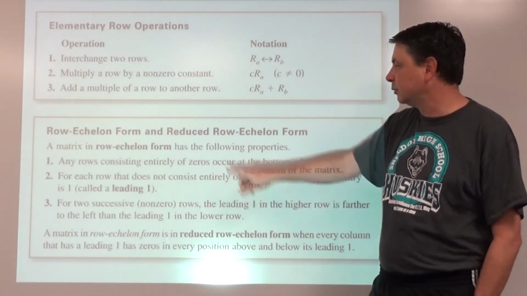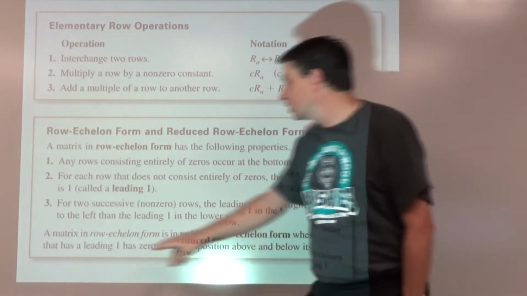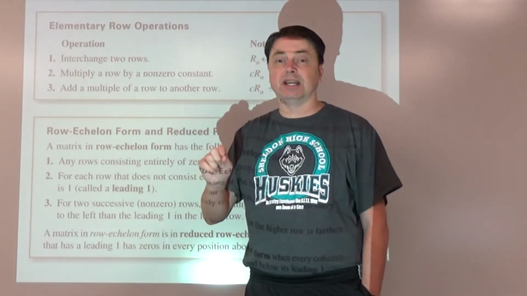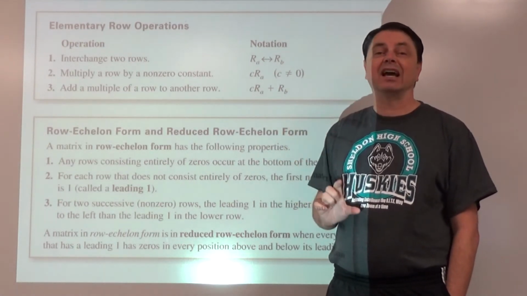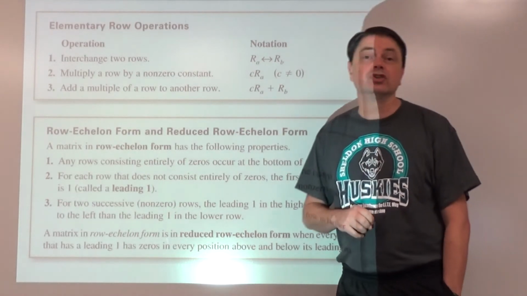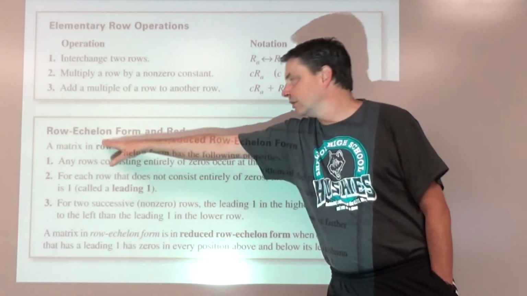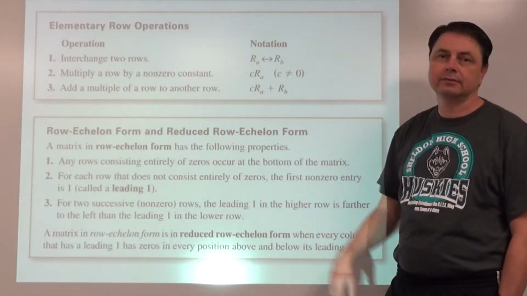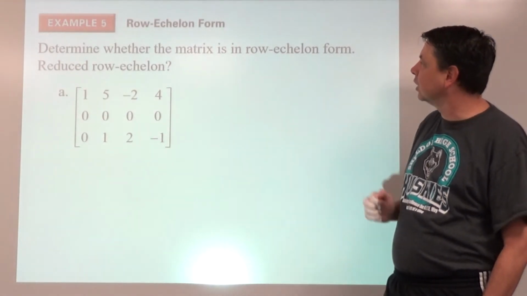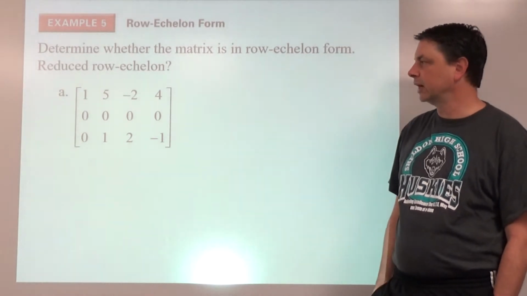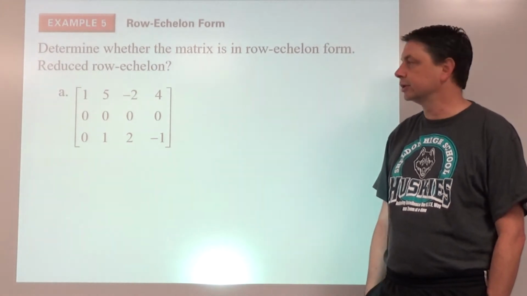One extra requirement for reduced row echelon form is that whenever any column has a leading one in it, not just any one, but a leading one, all the other entries in that column need to be zeros. That would be reduced row echelon. So let's take a look at some matrices and determine if they are row echelon or reduced row echelon. Pause here, think about it for a moment until you've got your conclusion.